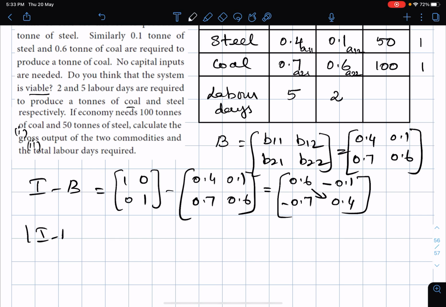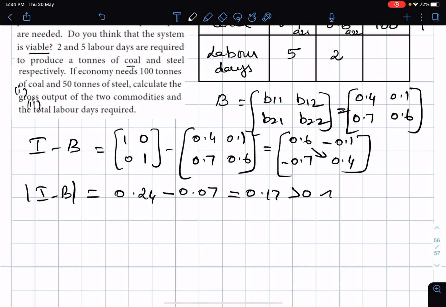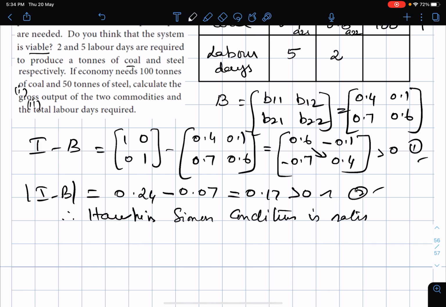Now we'll find the determinant of I minus B. You multiply and give the answer. This is going to be 0.24 minus 0.07, that is nothing but 0.17. This is also greater than 0. So the first condition and second condition are both satisfied. Therefore we can write that the Hawkins-Simons condition is satisfied, therefore it is viable. So totally you are answering three questions.